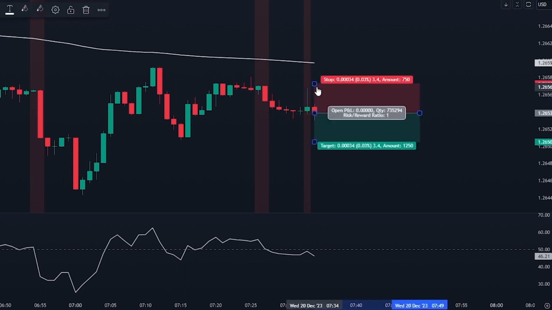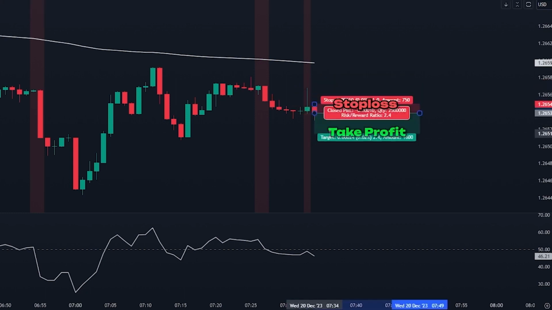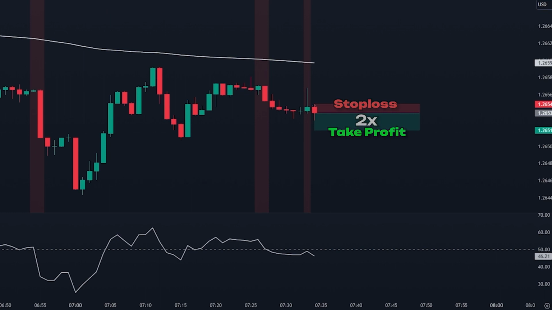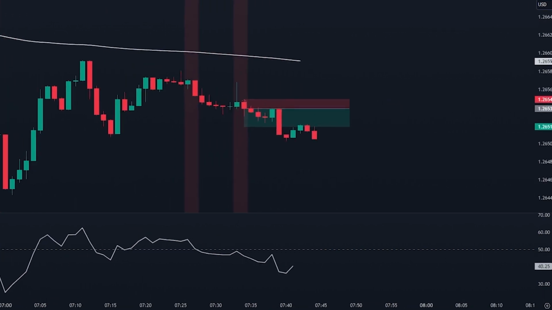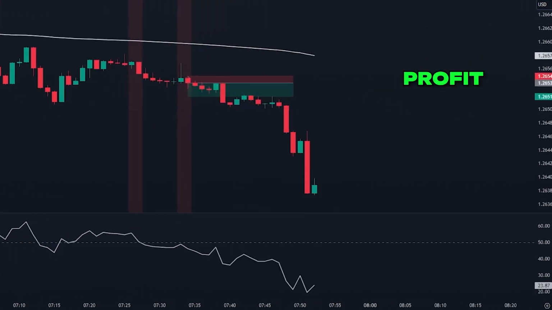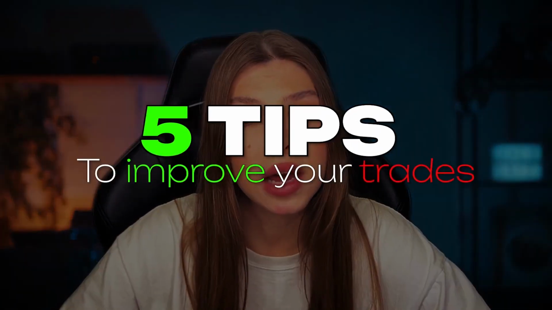Following that, set your stop loss above your entry candle and for your profit target, place it at 2 times your stop loss. This trade proves to be profitable. Now let me share 5 extra tips to enhance your scalping skills.